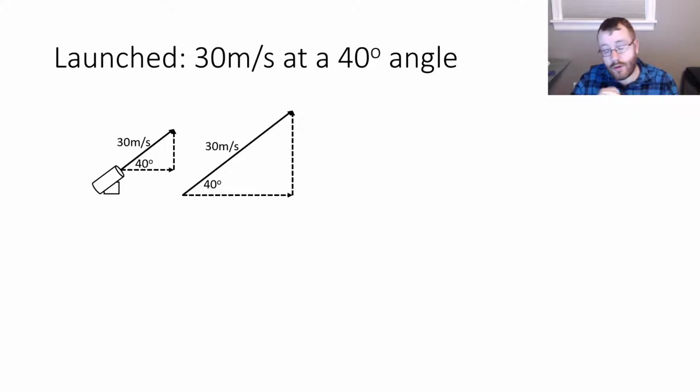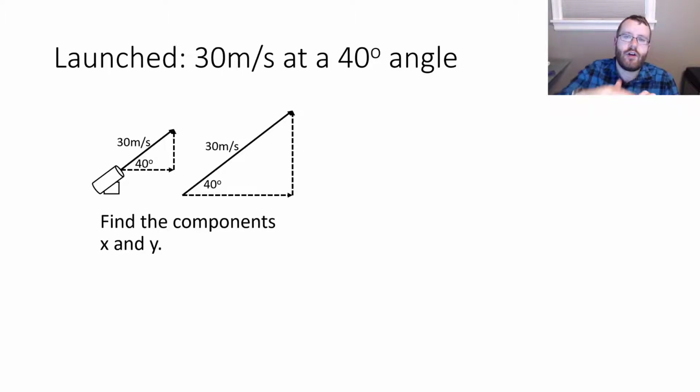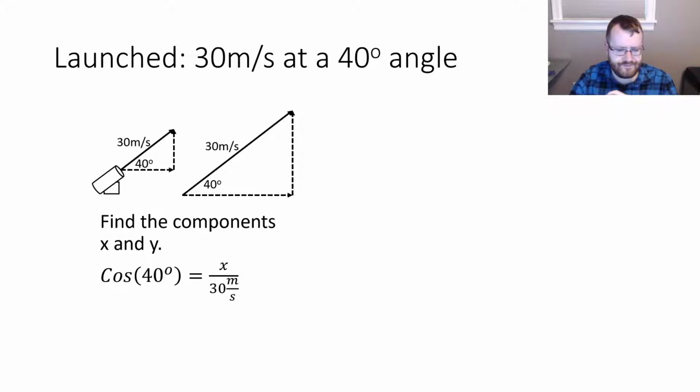So we have a 30 meters per second vector at a 40-degree angle. We have to break it down into its X and Y components. We have to figure out how much of the speed is horizontal, which is going to go on our X, and how much of our speed is vertical, which is going to go into our Y. So to figure out what the X component is, we're going to have to use cosine, adjacent over hypotenuse, solving for X.